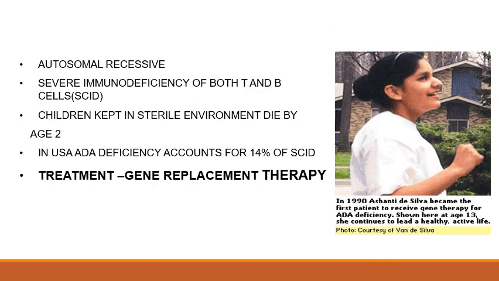It is an autosomal recessive disease, and I told you it causes severe immunodeficiency of both the T and the B cells. The children are kept in a sterile environment and they usually die by the age of 2. In the United States, ADA deficiency accounts for almost 14% of SCID or severe combined immunodeficiency. The treatment is gene replacement therapy.